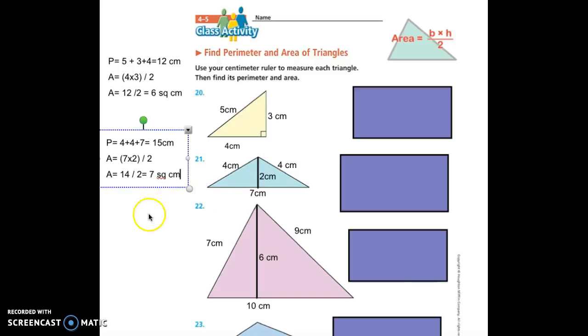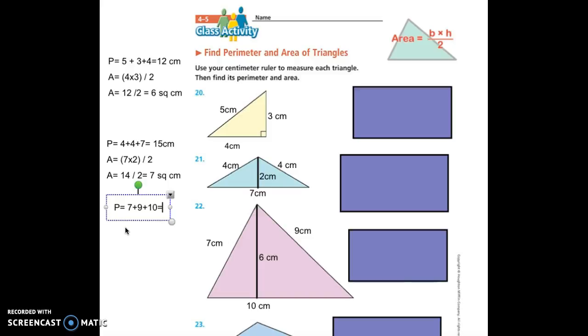All right, this last one I want you to work out. So let's go ahead and try it here. First thing I want you to calculate is the perimeter of this triangle. We're looking at number 22 here. So look at your sides and go ahead and calculate your perimeter. All right, when you do that, you would have to add 7 plus 9 plus 10, which would end up giving you 26 centimeters.